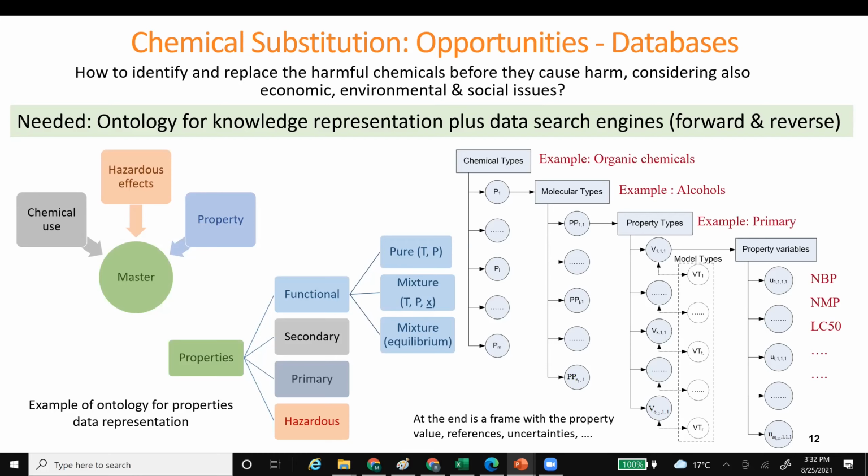Included with them are the models that would be needed, not just the data, if we want to predict the property. And the model would also be classified according to functional, secondary, primary, hazardous. A similar kind of structure is needed for the hazardous effects and the chemical use. So for those interested in knowledge representation and large data handling, this is an opportunity.